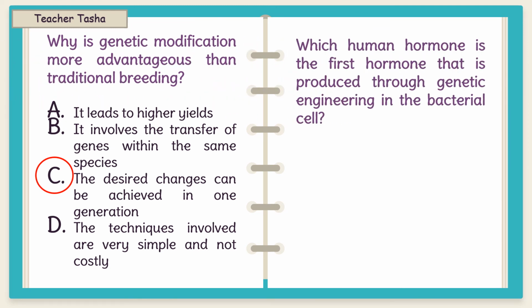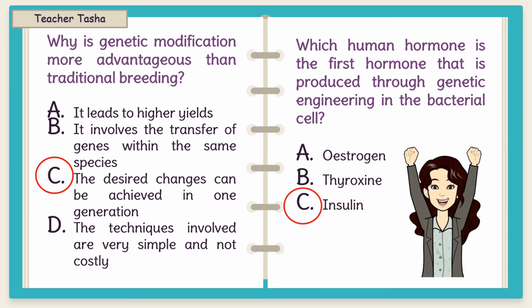Next question. Which human hormone is the first hormone that is produced through genetic engineering in bacterial cells? Quite easy. It's either estrogen, thyroxine, or insulin. Yes, it is insulin.